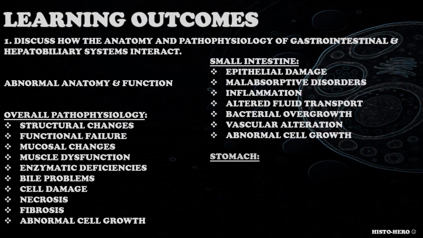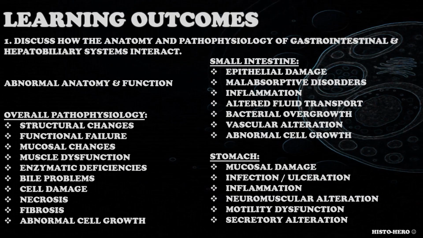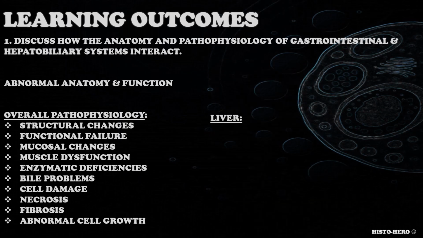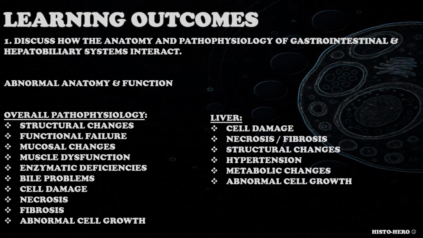Stomach and mucosal damage leading to infections or ulceration, inflammation, neuromuscular alteration leading to motility dysfunction like gastroparesis, secretory alteration leading to Zollinger-Ellison syndrome, abnormal cell growth leading to cancer like gastric adenocarcinoma. Liver and cellular damage leading to necrosis or fibrosis, structural changes leading to cirrhosis, portal hypertension leading to splenomegaly or ascites, metabolic changes leading to steatosis, abnormal cell growth and cancer like HCC.